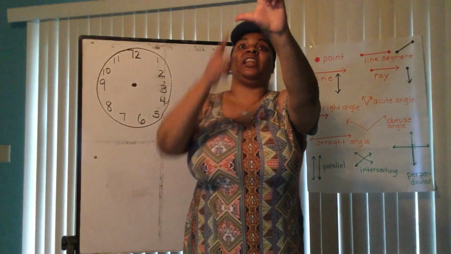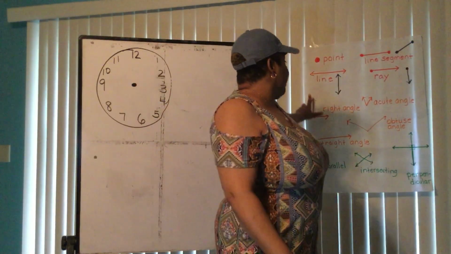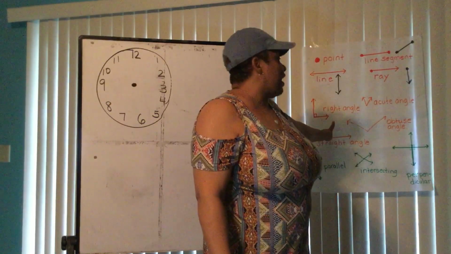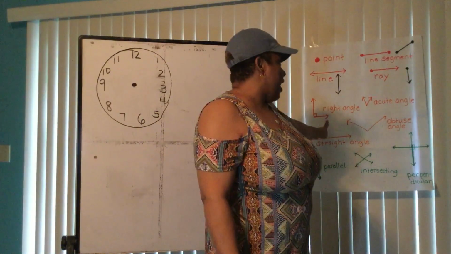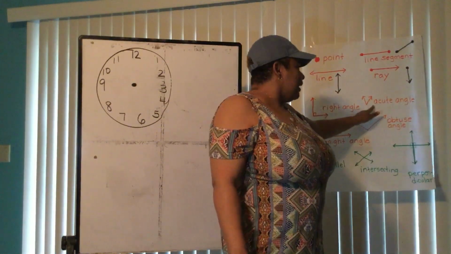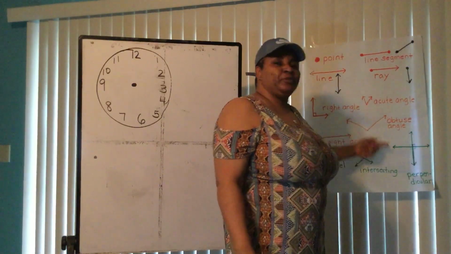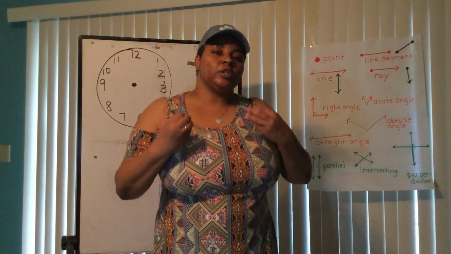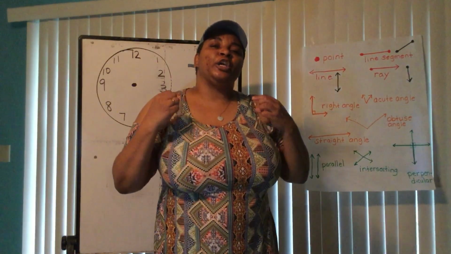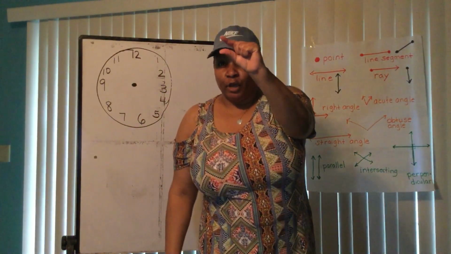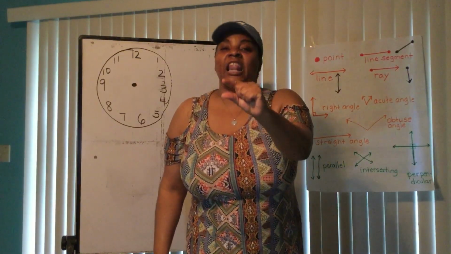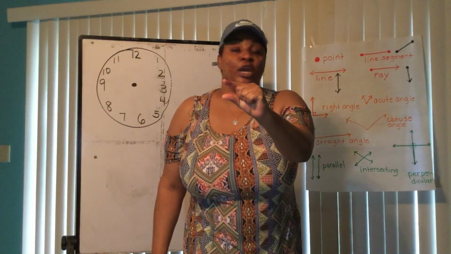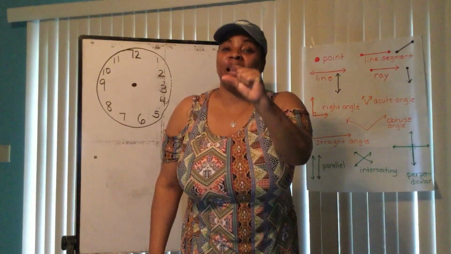So if it looks like the letter L, and it's got that square corner, I've got a right angle. I've got a right what? Angle. Now, acute and obtuse. A lot of people kind of mix those two up on their quiz. So look at me. If I am an acute angle, I am acute and tiny, less than 90. Greater than 0, but less than 90.